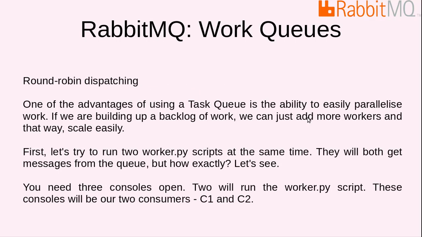Now let's move next. So, round robin dispatching. One of the advantages of using a task queue is the ability to easily parallelize work. If we are building up a backlog of work, we can just add more workers and that way scale easily. First, let's try to run two worker.py scripts at the same time. They will both get messages from the queue, but how exactly? Let's see. You need 3 consoles open. 2 will run the worker.py script. These consoles will be our 2 consumers, C1 and C2.